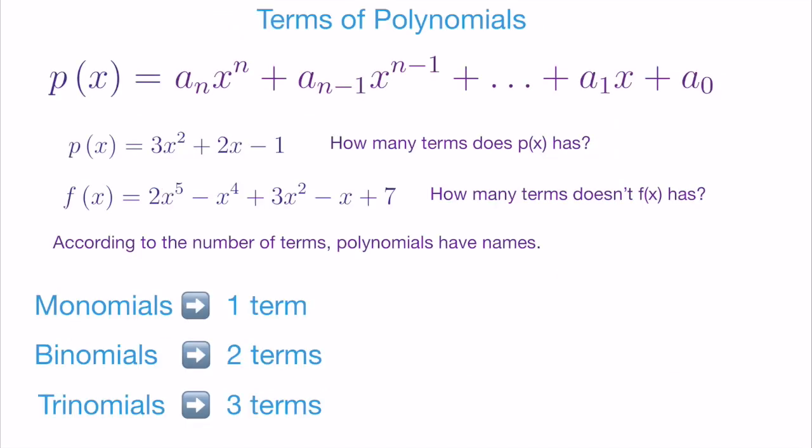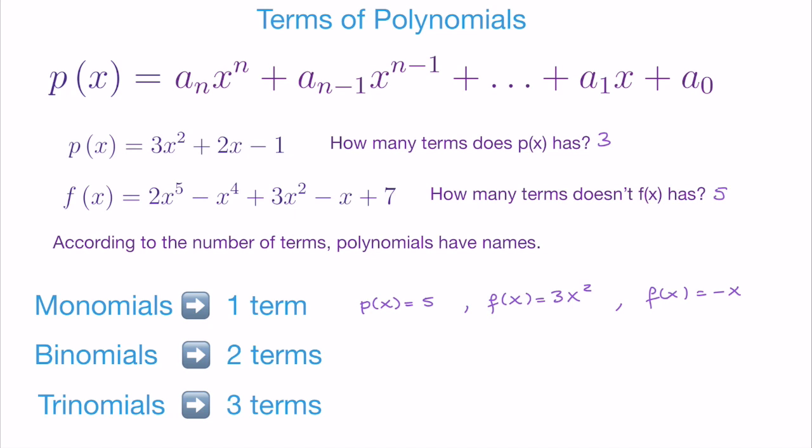Easy. So we can count the number of terms in any polynomial. P of x has 3 terms, f of x has 5 terms, so 3 and 5 terms. According to the number of terms, polynomials have names. A monomial is just a polynomial that has 1 term, so they look like maybe p of x equals 5 or f of x equals 3x squared or even f of x equals -x. All of those are monomials.